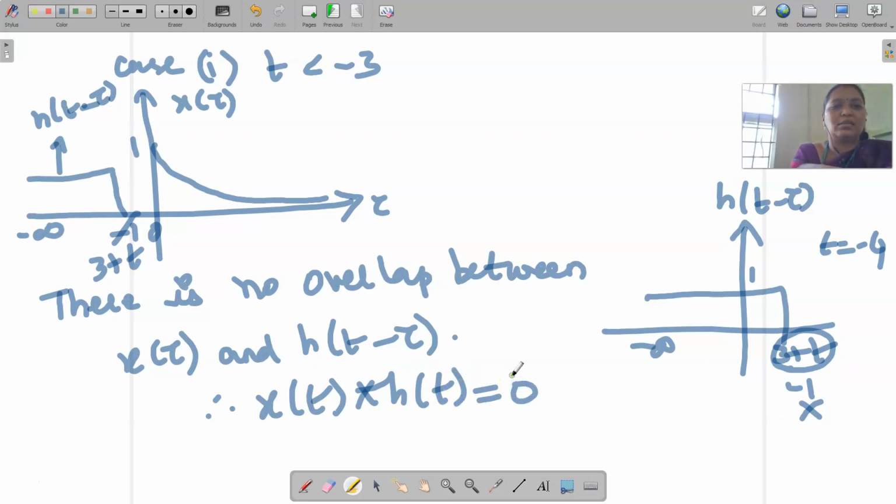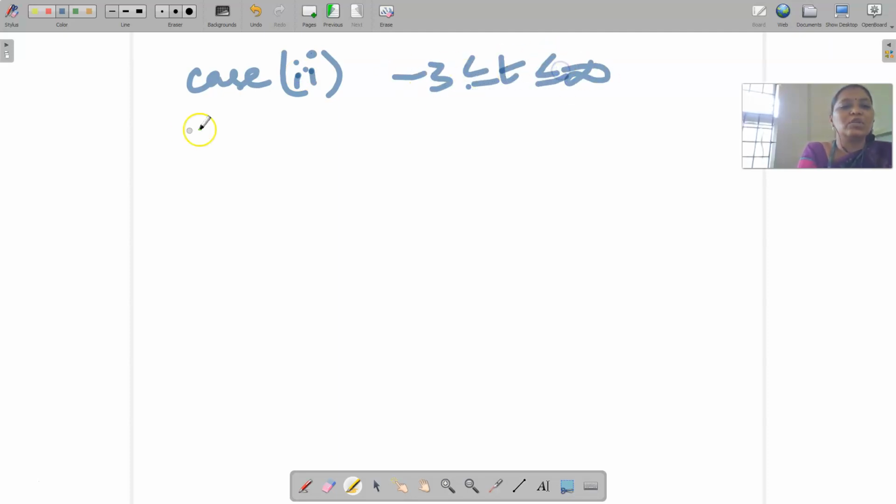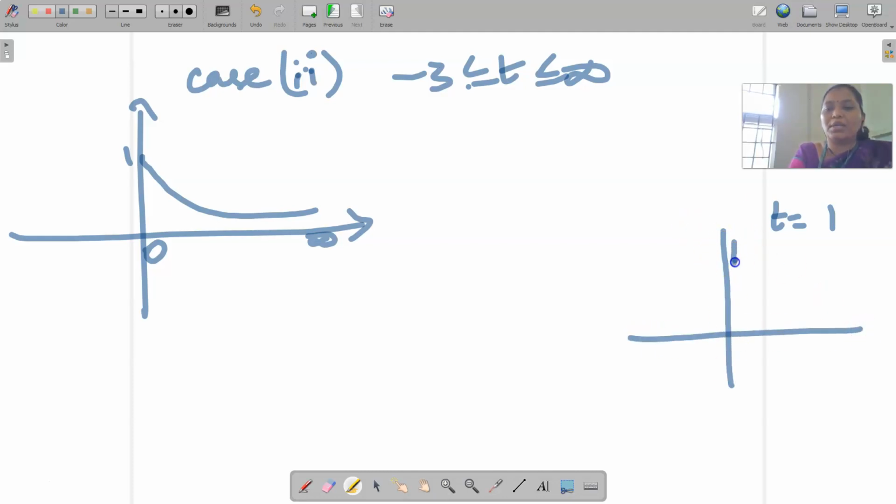And the second case is minus 3 to infinity. So, as usual, draw the diagram x of tau first as it is, it varies from 1 to infinity, okay, and then minus 3 to infinity. So, somewhere in between you have to take. So, let me consider t equal to 1, okay, minus 3 to infinity, I am just considering t equal to 1, okay. So, how will you draw your h of t minus tau?